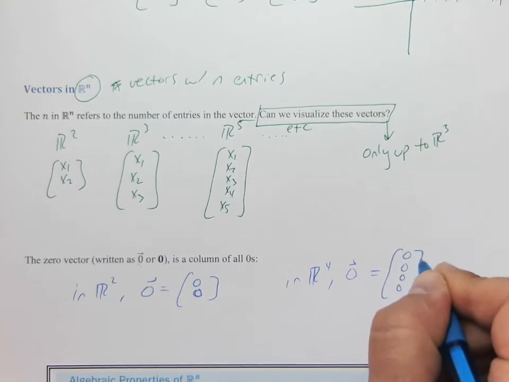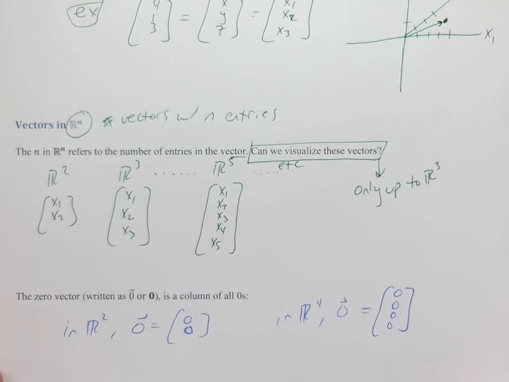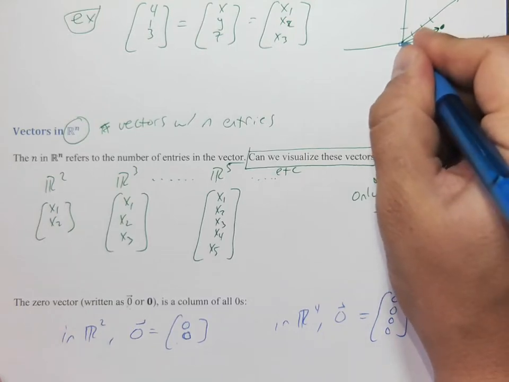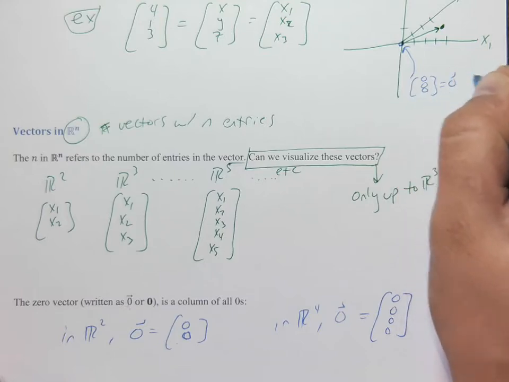So just be aware that how many zeros there are in the 0 vector depends on what dimension we're in, and you can think of it as the origin, right at the middle of the graph. In other words, if we're thinking about this concept right here, this point right at the origin would be 0, 0, 0. That's the 0 vector in R3.